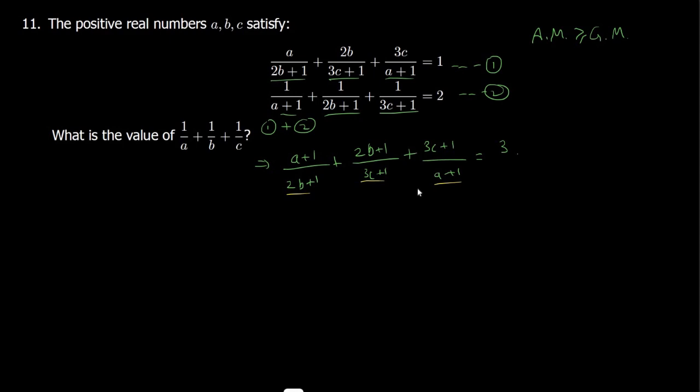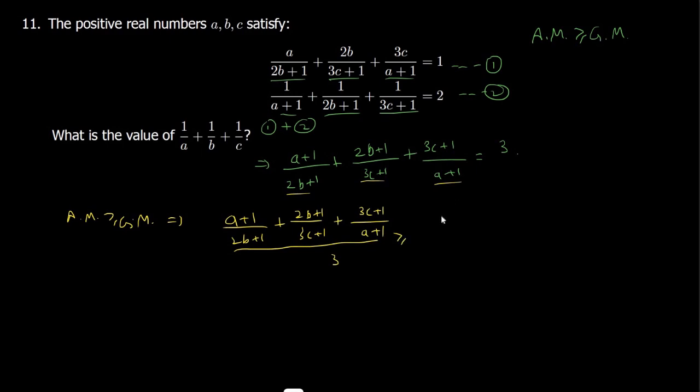And because a, b, c are positive real numbers, then so will be these quantities. So we can say that using AM is greater than or equals to GM, then (a plus 1)/(2b plus 1) plus (2b plus 1)/(3c plus 1) plus (3c plus 1)/(a plus 1), all upon 3, will be greater than or equals to their product raised to the power 1 by 3. Their product will be (a plus 1)/(2b plus 1) into (2b plus 1)/(3c plus 1) into (3c plus 1)/(a plus 1).